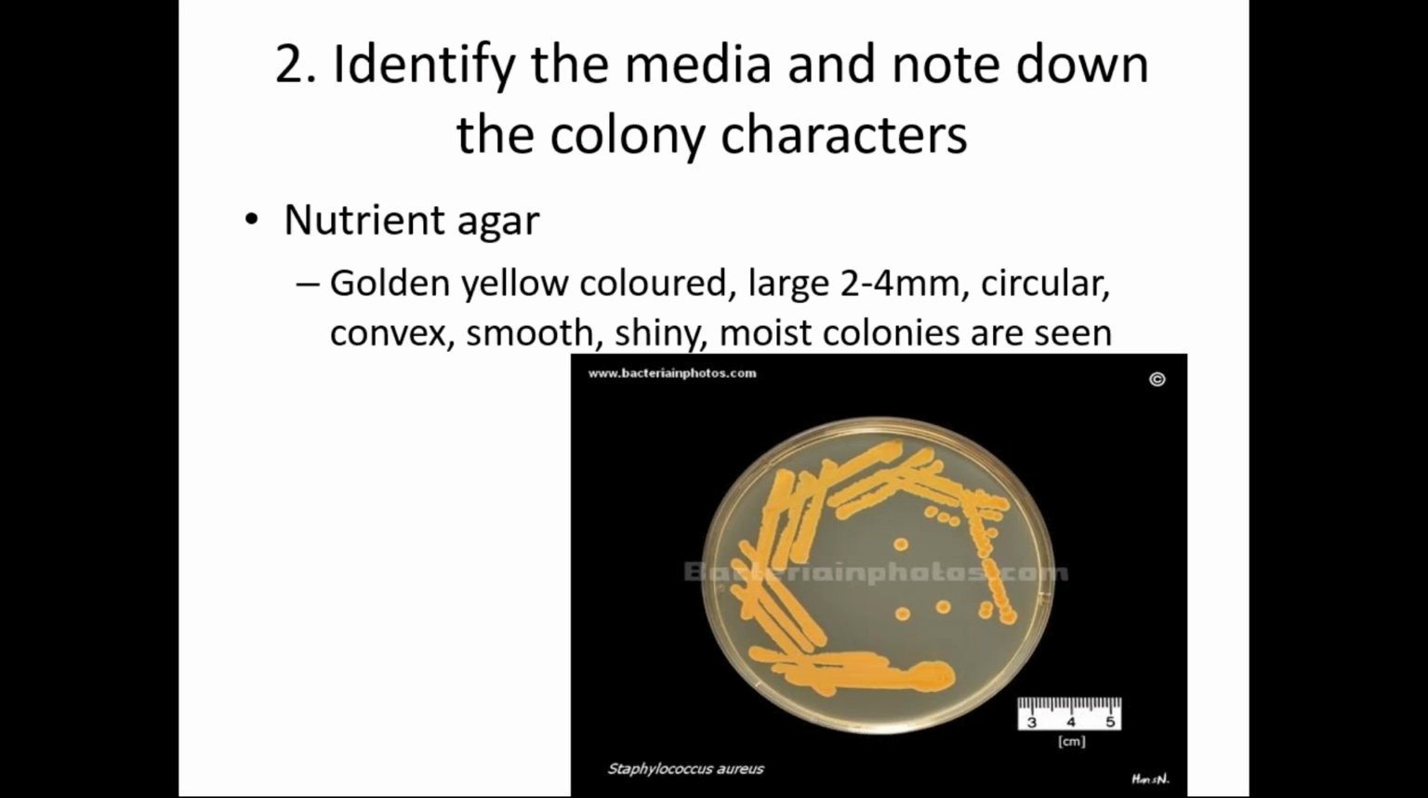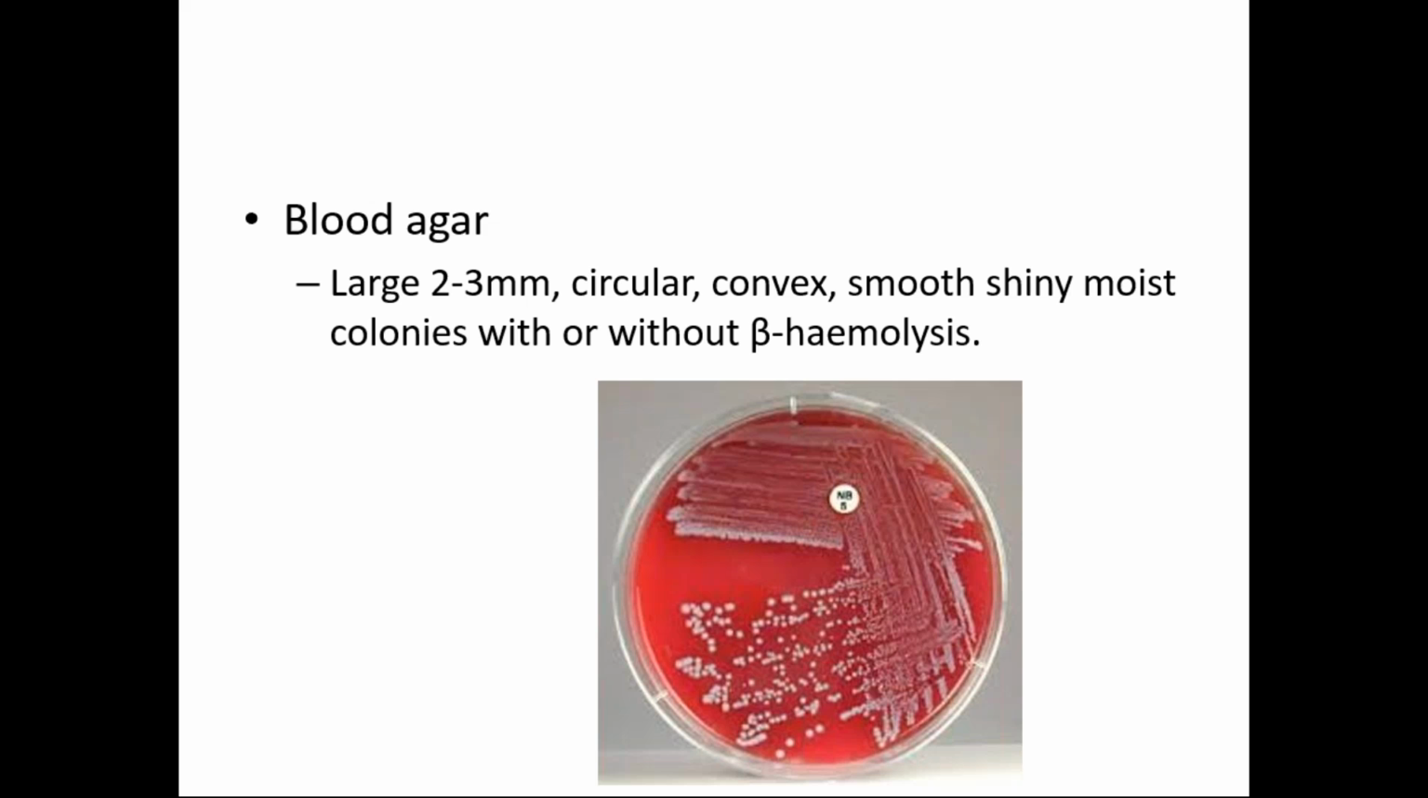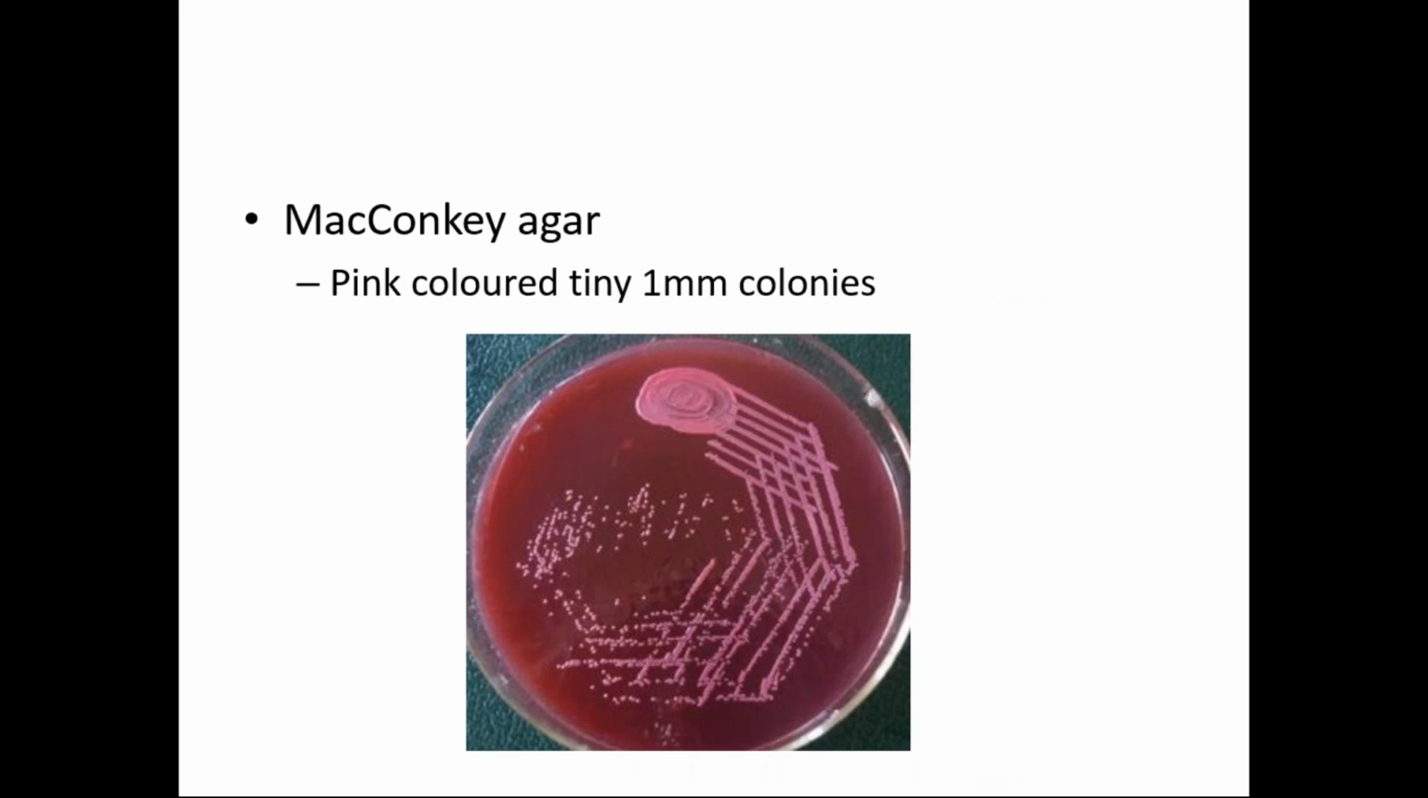Next one, colony characters. Nutrient agar: what type of colonies? Golden yellow moist colonies. Next, blood agar: large, smooth colonies with or without beta hemolysis. Next, MacConkey agar: tiny pink colonies. Pink colonies mean lactose fermenting colonies.